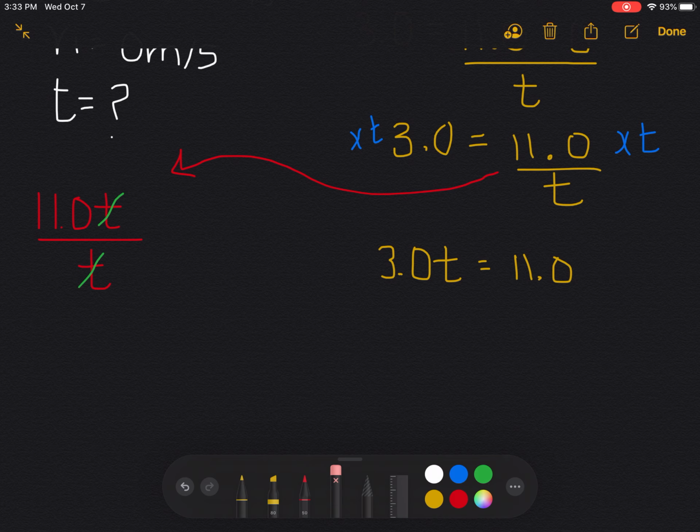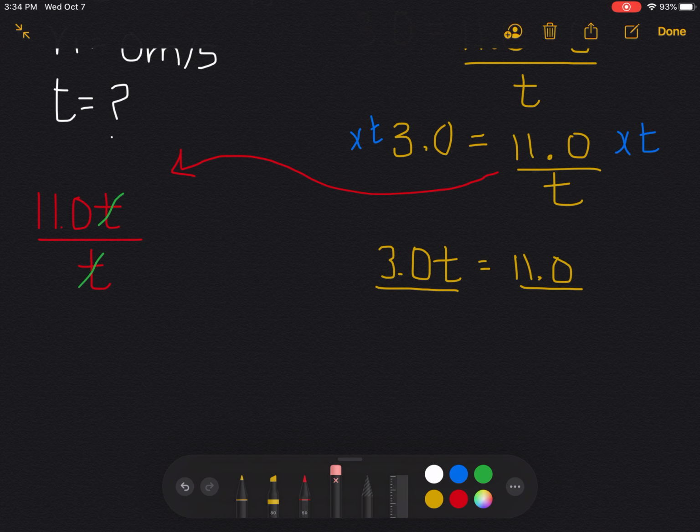So our next step is to get rid of the 3. This is 3 times T, and we don't want the 3 there at all. Those are multiplied together. We want all the numbers on the right side and to keep the T on the left. So to do that, I'm going to divide each side by 3. Because what this says right here is that 3T is equal to 11.